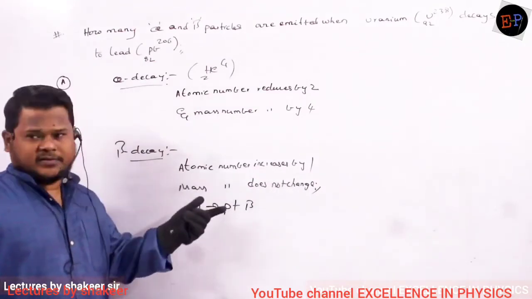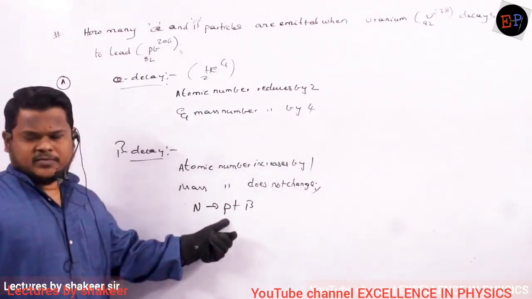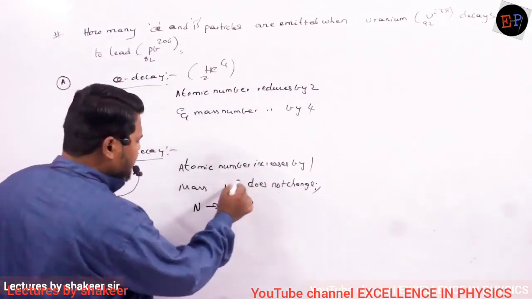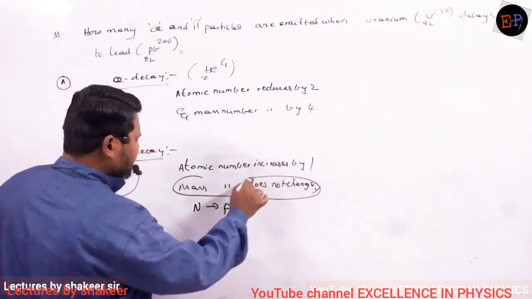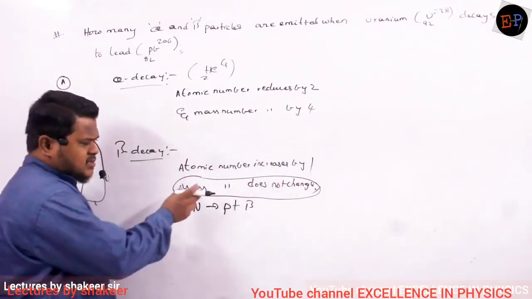So therefore, definitely atomic number increases. But one AMU has disappeared and one AMU is created, so mass number does not change. This is what we have studied, no? So now see, we will take this point into consideration and try to do the calculation. Mass number never changes.